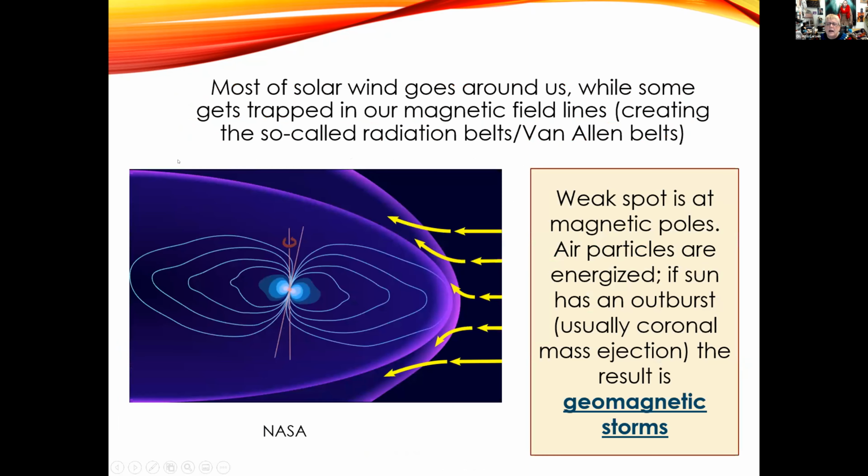But while most of those high energy particles go around us, it's not all of them. Some of them get trapped in what we call our radiation belts, or the Van Allen belts. But some of them can actually sneak down closer to our atmosphere. Our defense system has sort of a gaping hole at the north and south magnetic poles. So when these high energy particles get into our atmosphere, you get a cascading effect of energy. Our atmosphere becomes energized, and we have what we call a geomagnetic storm.